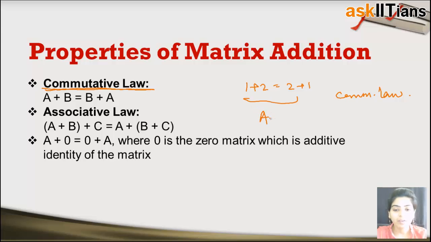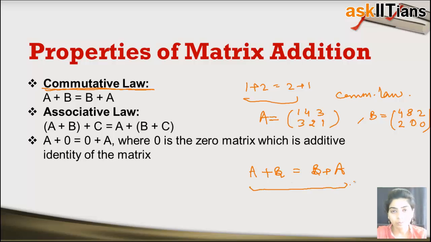That is, if I have a matrix A as 1, 4, 3, 3, 2, 1 and a matrix B as 4, 8, 2, 2, 0, 0, then if I perform A plus B or I perform B plus A, both are equal. That is, if you add A to B or you add B to matrix A, the result will be the same. This is known as commutative law.